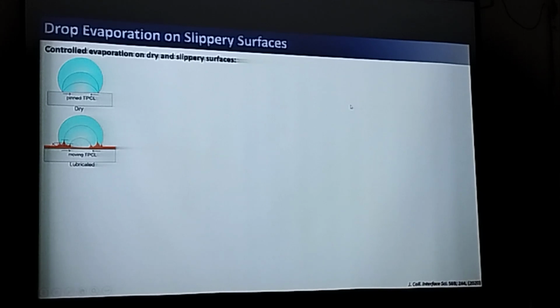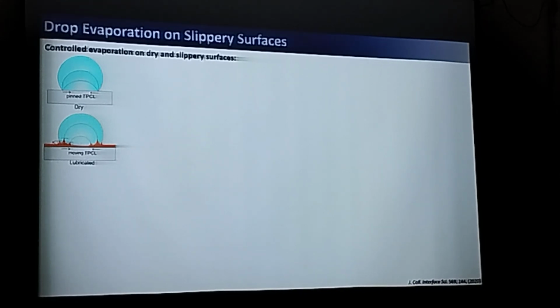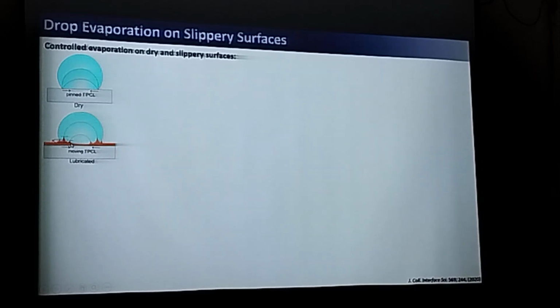We also study evaporation. Evaporation is a very fascinating phenomenon, especially for mechanical engineers, because they use evaporation for heat transfer applications. So we study evaporation on dry surfaces and also on the lubricated surface, because on the slippery surfaces the drop is moving isotropically. There is no pinning, there is almost no friction.